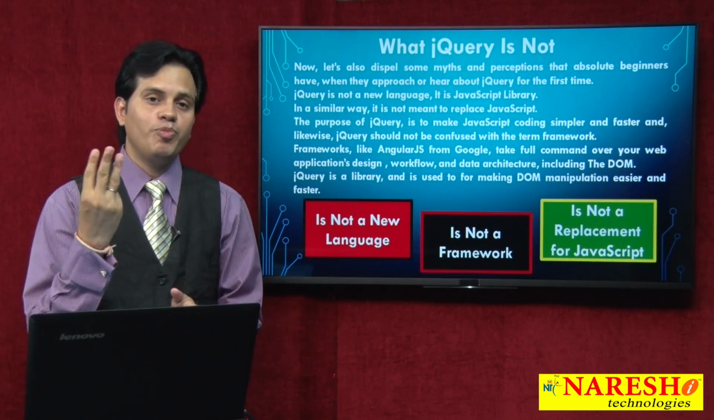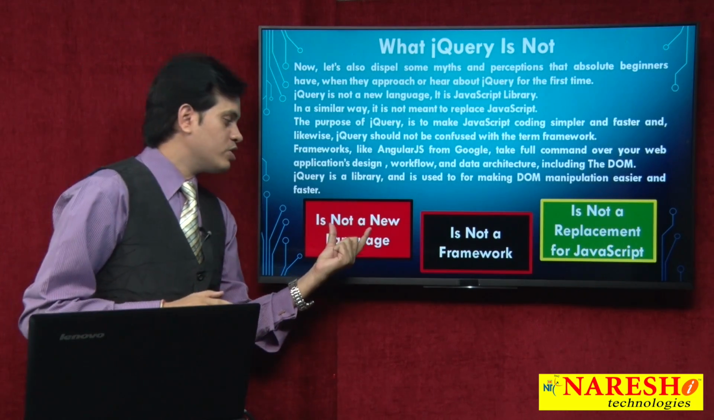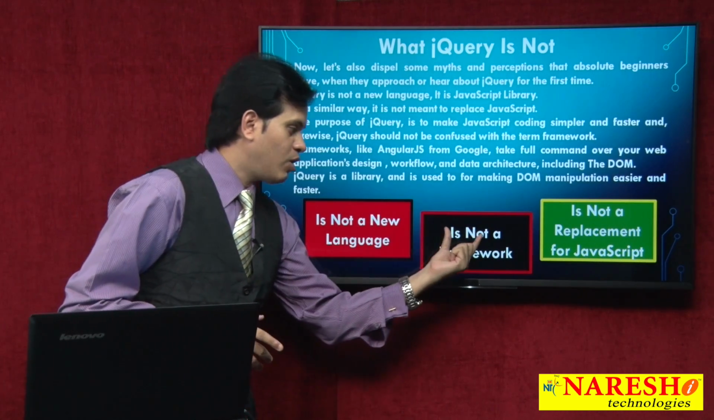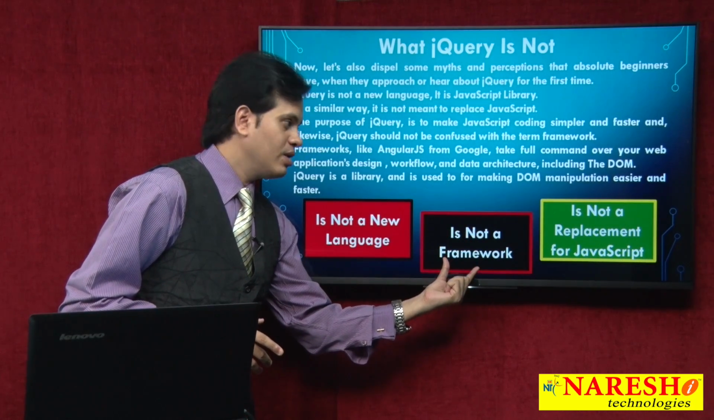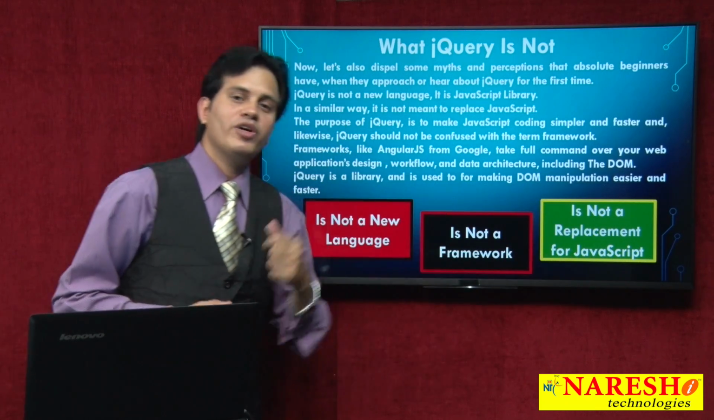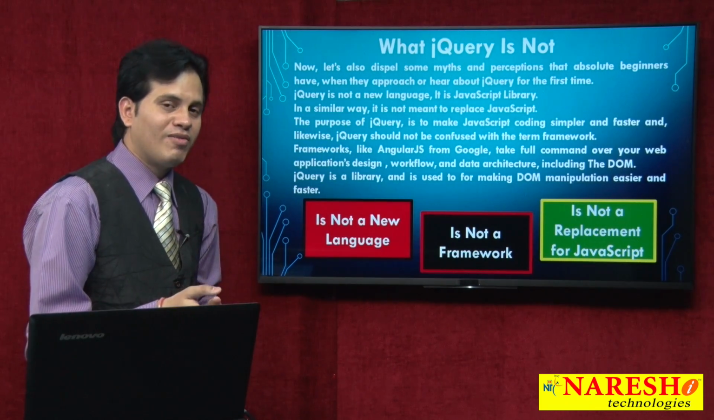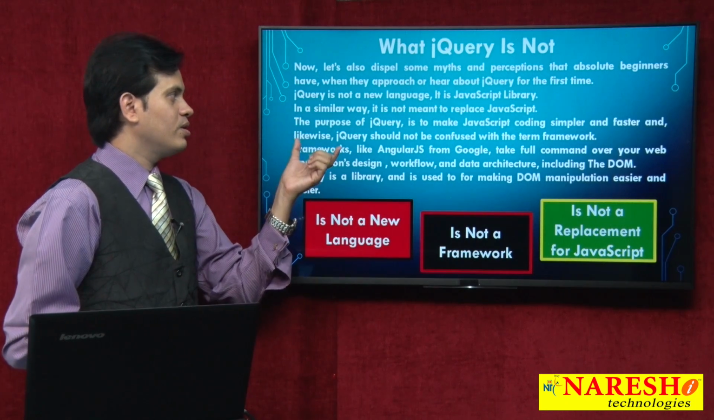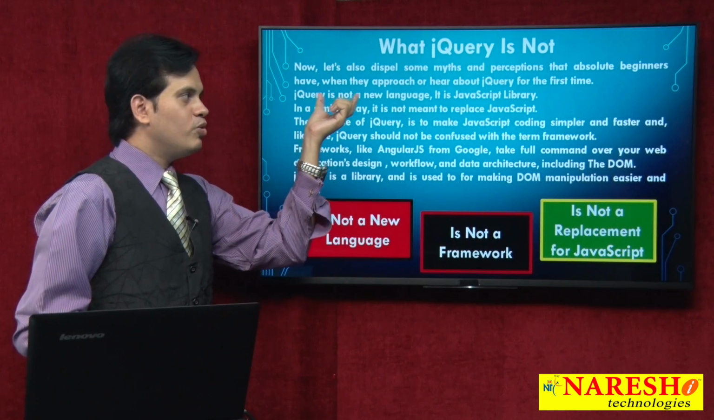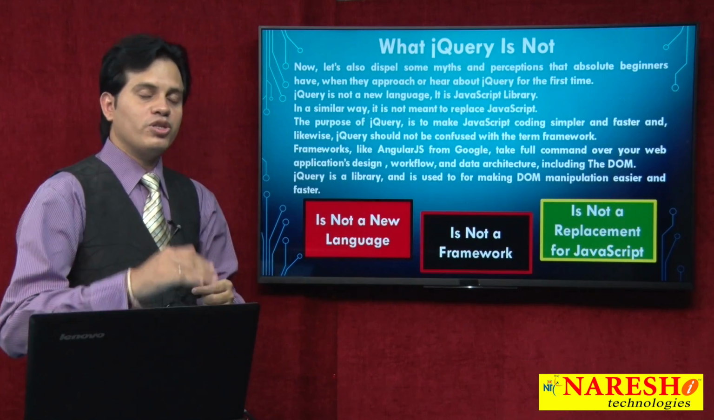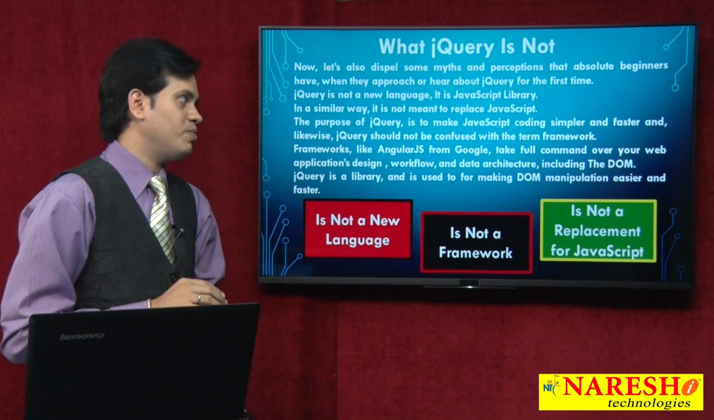So I want to highlight 3 points over here. jQuery is not a new language. jQuery is not a framework software. jQuery is not a replacement for JavaScript. So don't think jQuery is an advanced programming language. No, jQuery is not a new language. It is just a JavaScript library which runs on top of JavaScript.